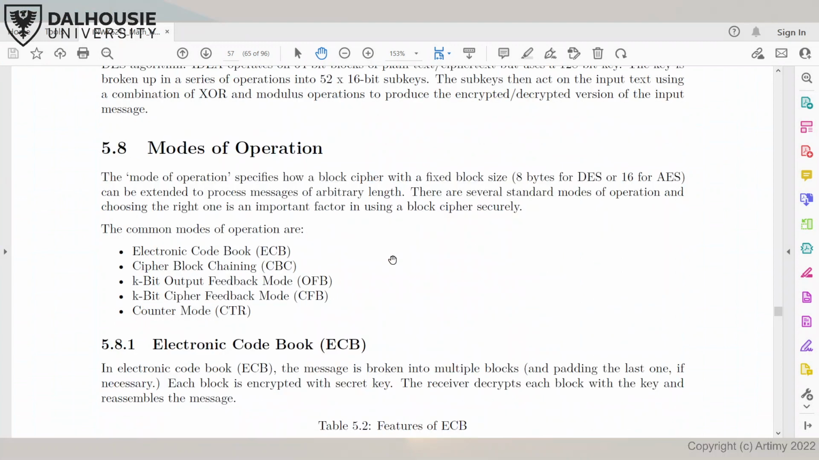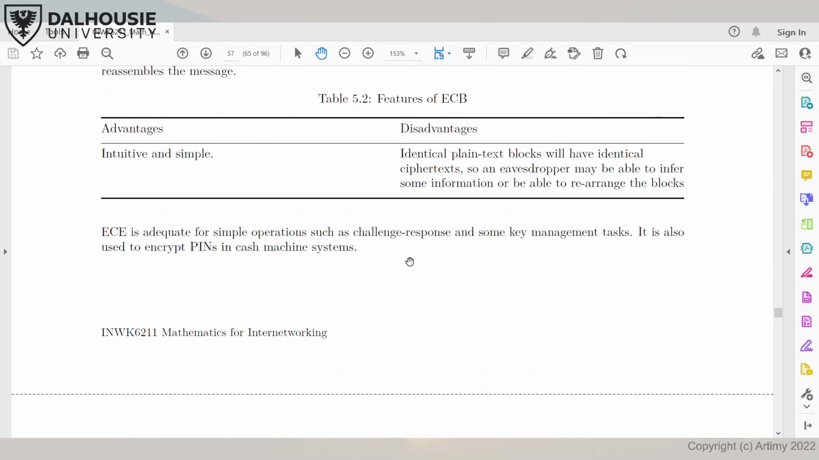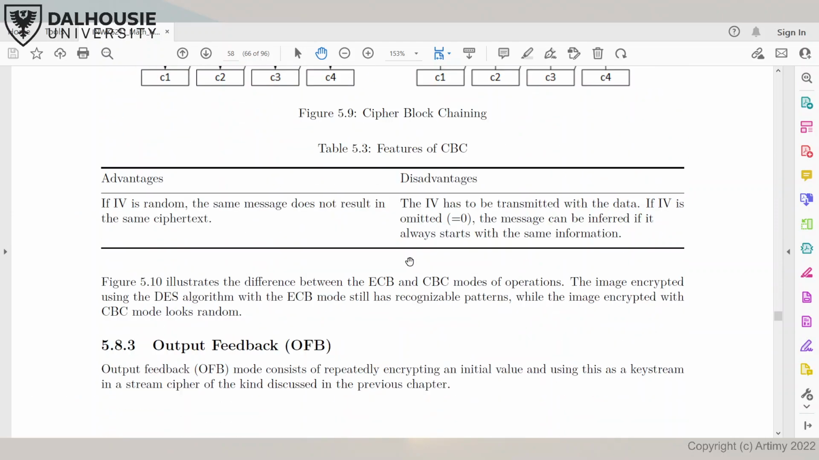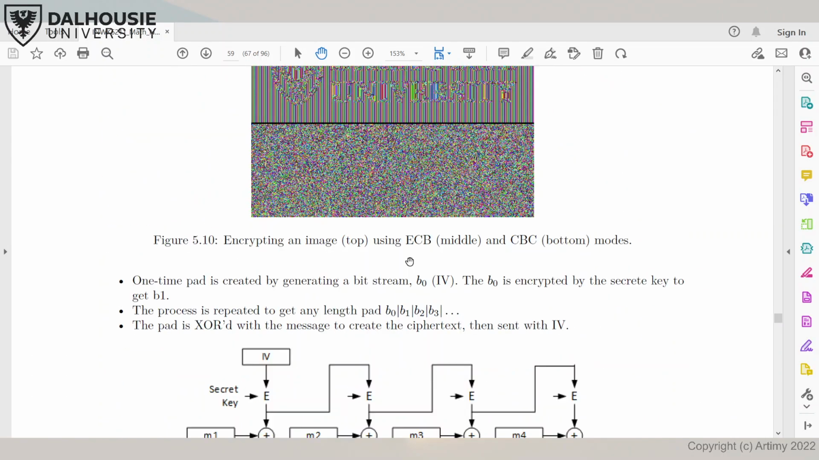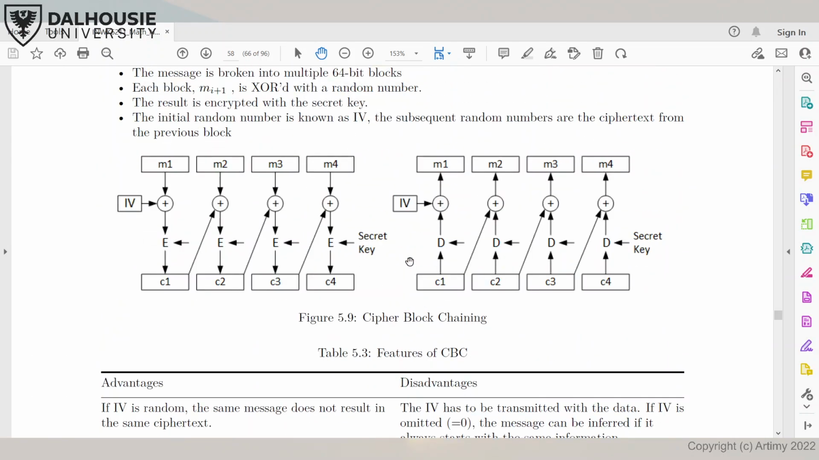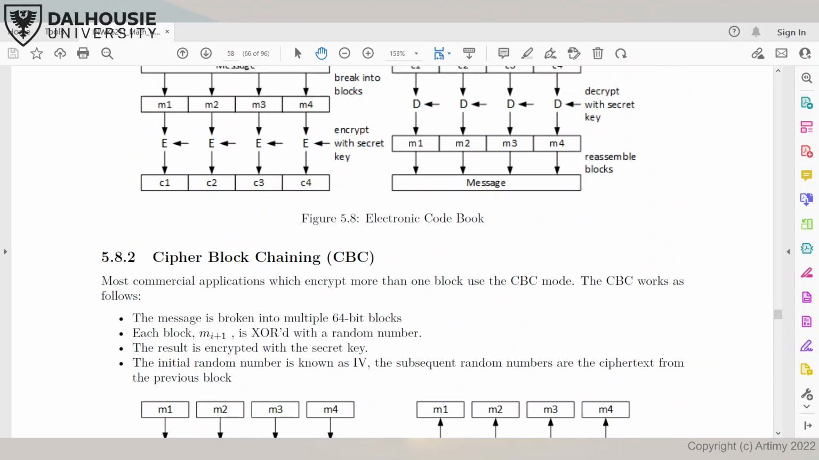With modes of operation, these are the ways we break the data into smaller blocks and implement them. But we have some challenges doing that, right? So we're going to take a look at these challenges in the next part of this recording.